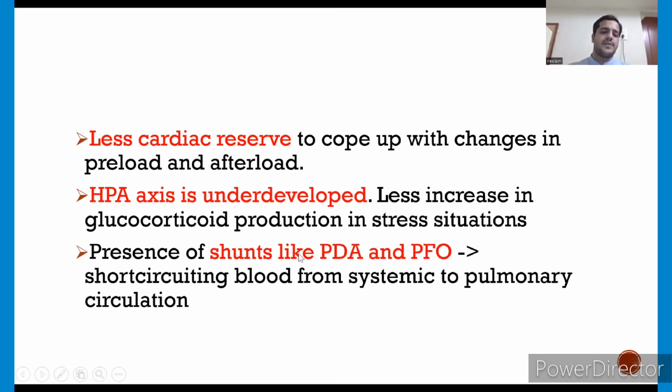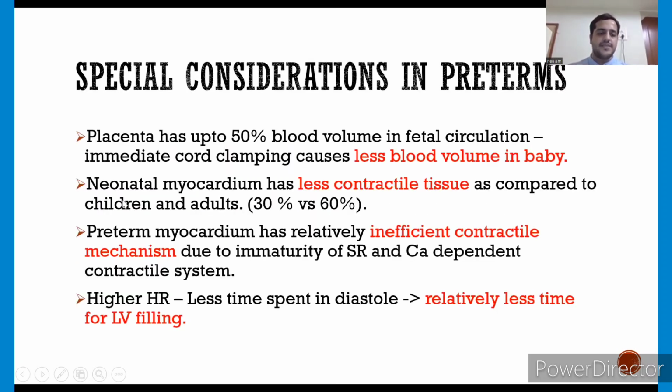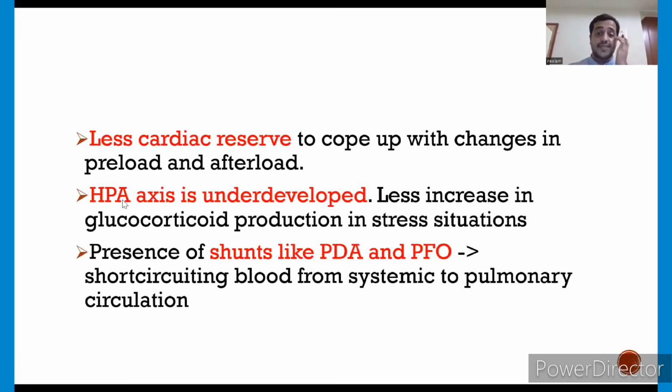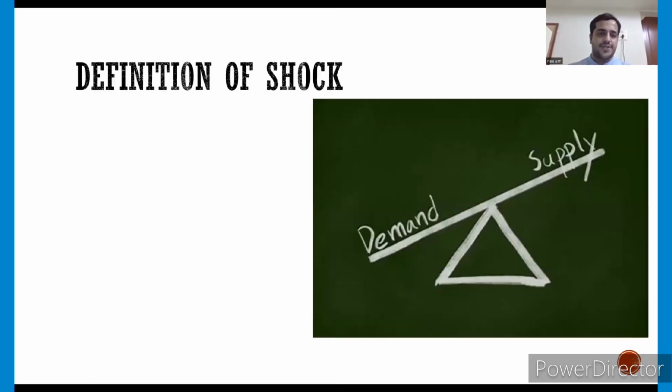Okay, and there is presence of shunting also in the form of PDA, PFO, or some intrapulmonary shunting, so that the blood flow which should go to the systemic circulation, instead of going to the systemic circulation, is going to the pulmonary circulation, and there is systemic hypoperfusion. Okay, so all these 7 reasons which I listed, these 4 and the next 3, are the reasons why our preterm babies are more at risk of shock and hypotension. Okay, so with this in mind, this was about the transitional physiology and the basic cardiovascular physiology.